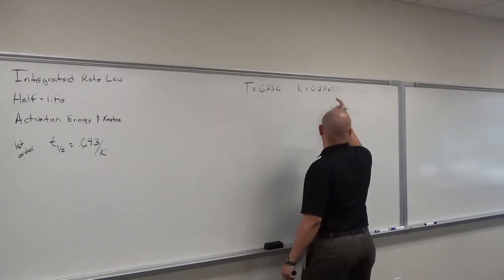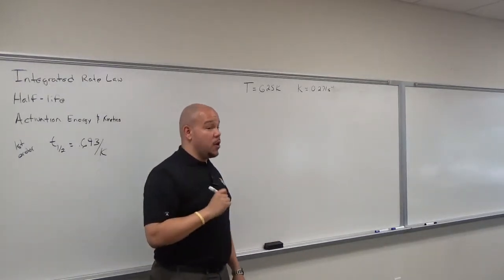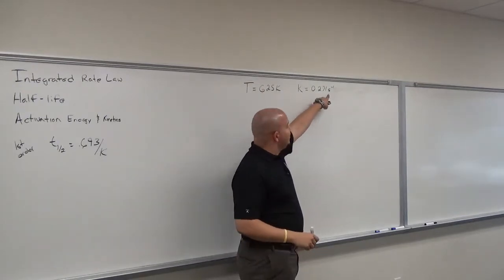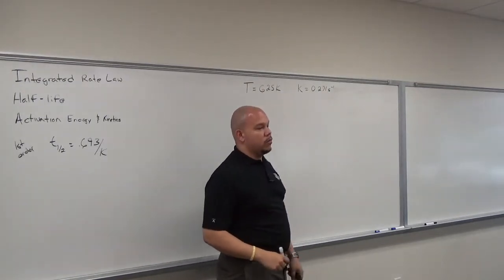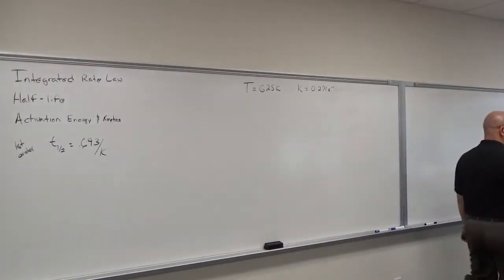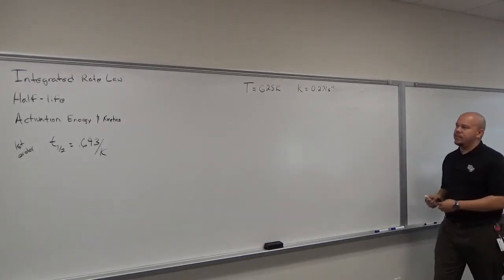271 seconds to the negative 1. If I tell you nothing about the order, if you have K, you know the order, if you recognize the units. Units of K, seconds to the negative 1, means it's first order. So realize that every time I may not tell you that it's first order, you may need to be able to figure it out via data analysis, or you can look at the units of K.